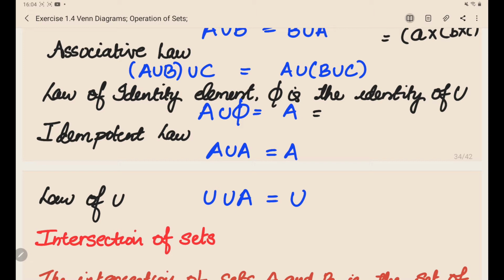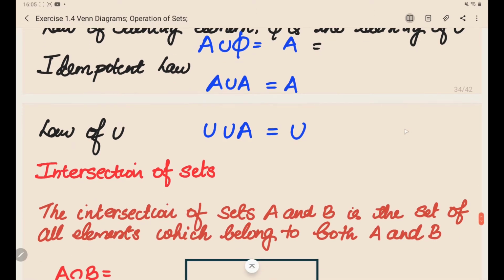Because what is union? Union is actually you take all. It's like an OR condition. That means if you have all the elements of U and all the elements of A, A is actually a subset of U. So if you take the union of the universal set and A, you will get U itself. That's what is written by the law of U.